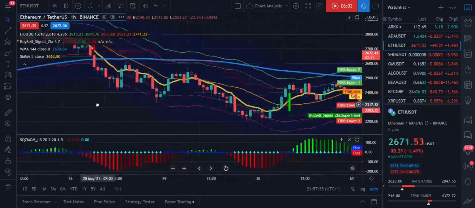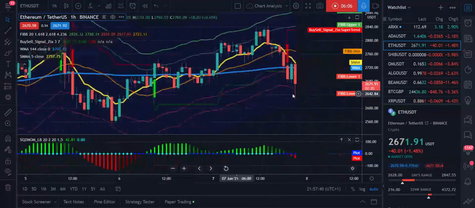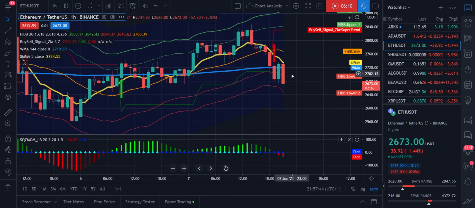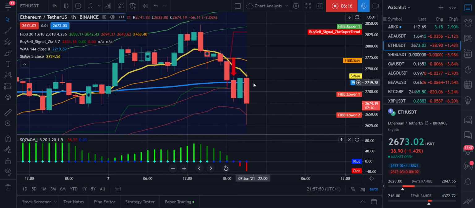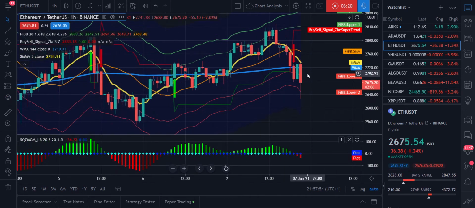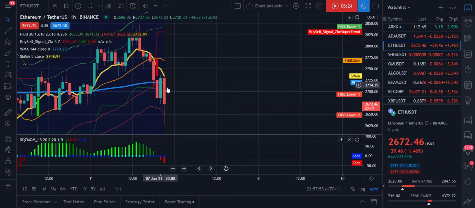Let's just look at it right now. Let's go to the current one. Yeah, there we go. So this is the worst time to invest right now, because if you see the yellow line, it's going down and it's going to go below the blue line. Now you have to wait maybe a day or two. Right now it's about 10 o'clock.